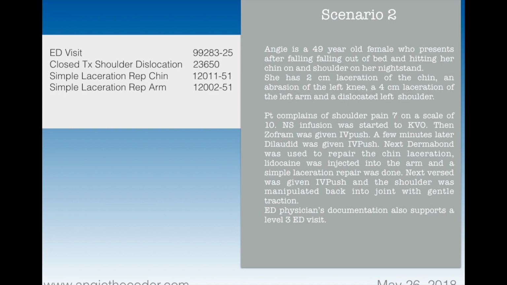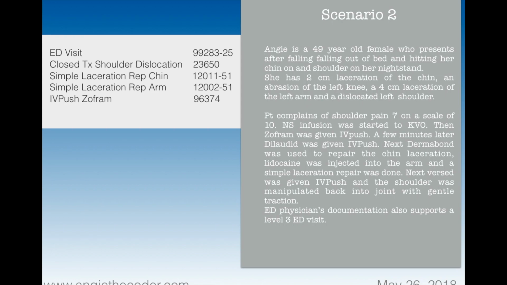Now the next code is for the laceration of the arm. The arm is coded 12002. And that's because it's a simple laceration of the arm, but it is a 4 centimeter laceration, and that code reads 2.6 centimeters to 7.5 centimeters, so that's why you would bill it as a 12002.